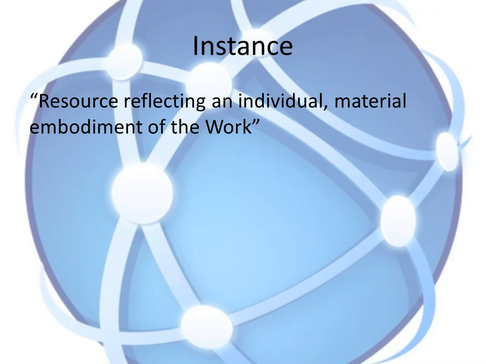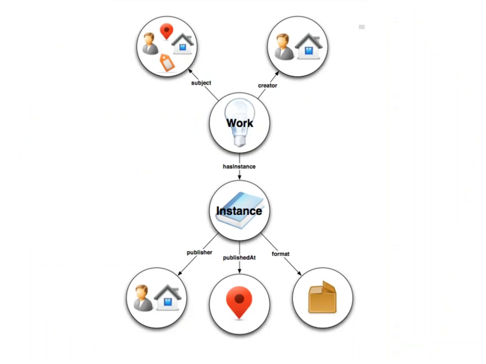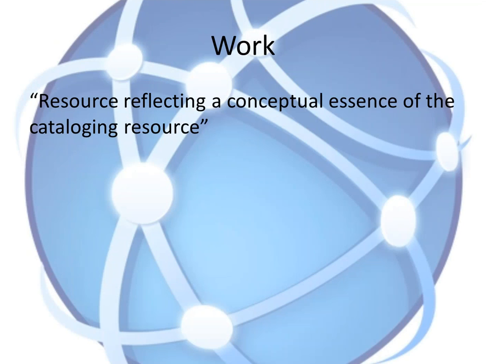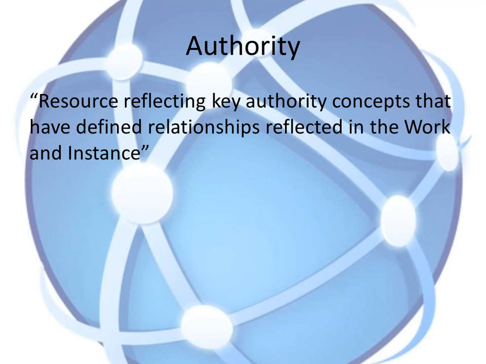Whereas the instance is the resource reflecting an individual material embodiment of the work. So it's the manifestation and item type of information. Information about the publisher, for example, would be relating to the instance. Let me go back to that diagram for a little bit. Yeah, the format that it's in, the publisher, the place where it was published, those would all relate to the instance, whereas things that would relate to any kind of instance, so the subject of a particular work or the creator of a particular work, those would go with the higher level, the more abstract content representation of work. So those are parallel to things that are occurring in RDA.